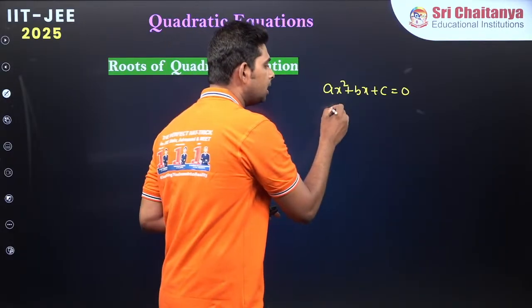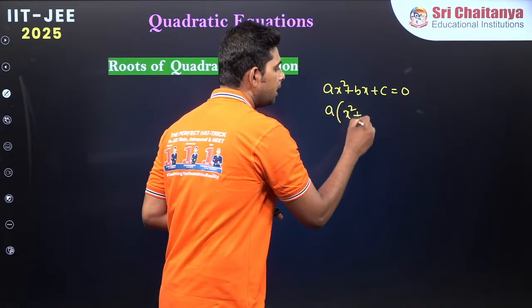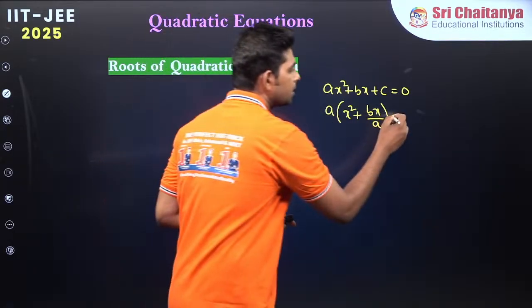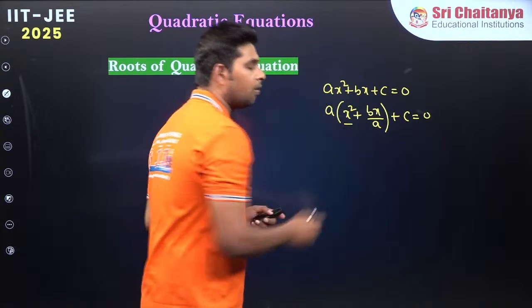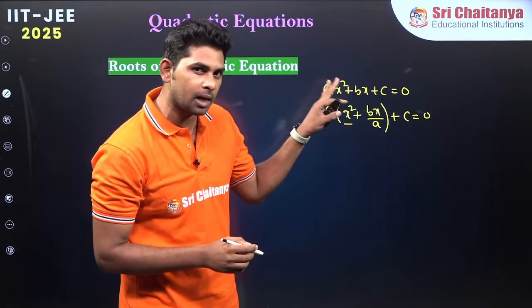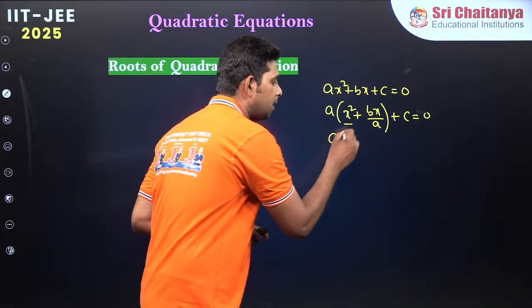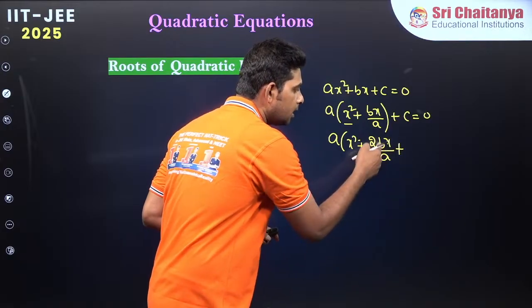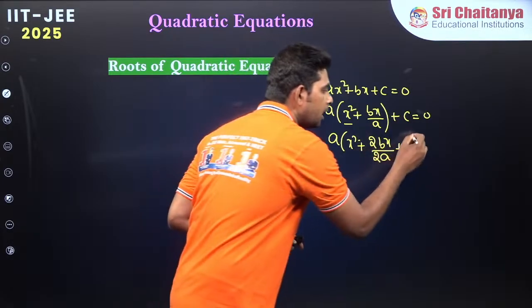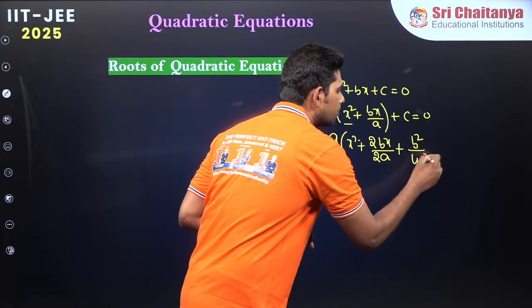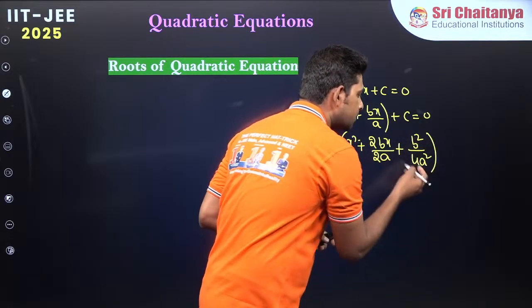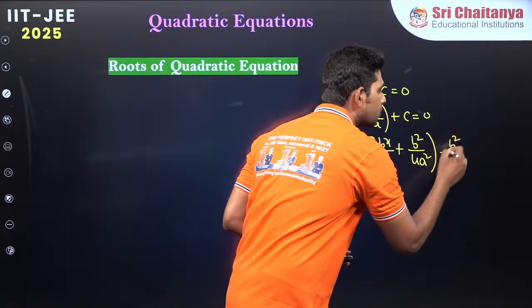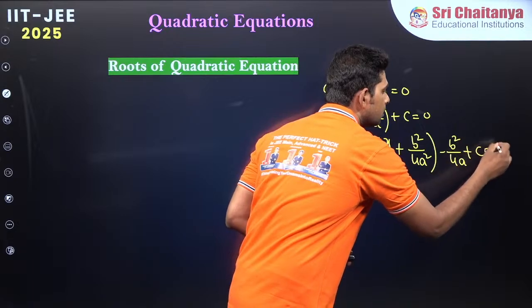You can take a common here, then we are left with x square plus bx divided by a, plus c equals 0. Now this is of the form of a perfect square, but some of the terms are missing. To get that, I multiply and divide by 2 here, so x square plus 2bx divided by a, with b by 2a, so we add b square by 4a square, and as we have added it here, we need to subtract it, multiplied by a, so you are left with b square by a plus c equals 0.